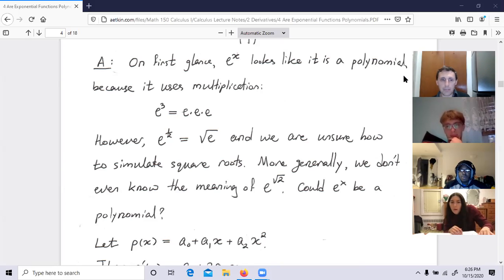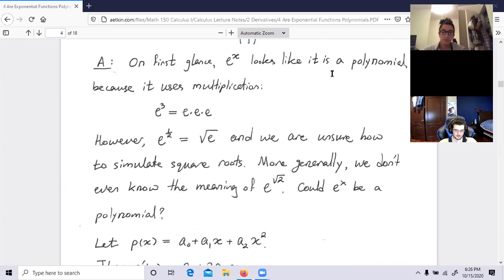In other words, could I possibly figure out what e to the x is by figuring out the coefficients a0, a1, and a2? You know, there's some number here, some number here, some number here, and now this polynomial is able to model everything, every calculation that you can do with e. And why not? The yes or no is less important than the why.